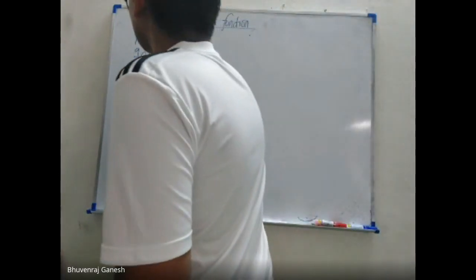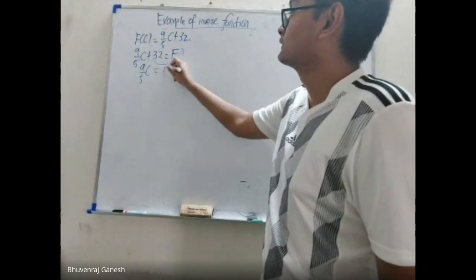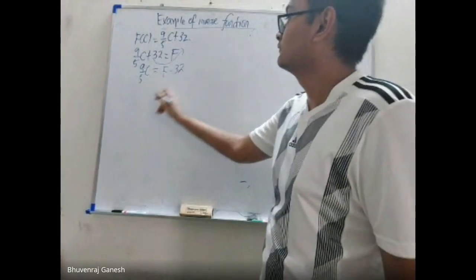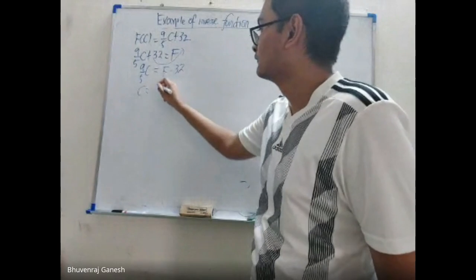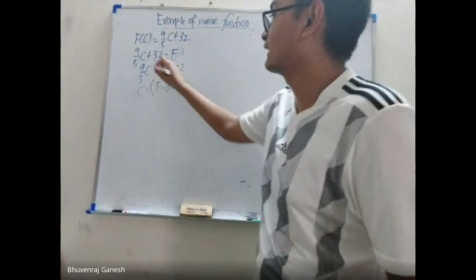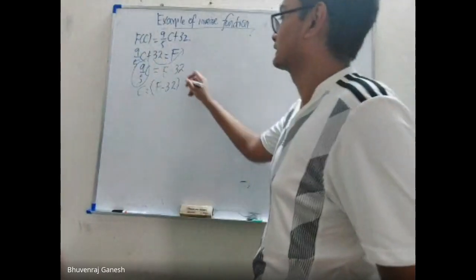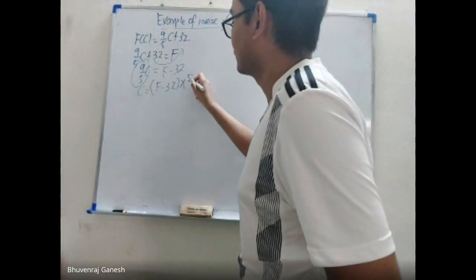So when I shift, I can bring the integer to the other side. So you'll get F minus 32, and C will become 5 over 9 times F minus 32. So you see you're bringing a fraction over. Whenever you bring a fraction over, you will invert the fraction. So that is where the inverse function takes place.